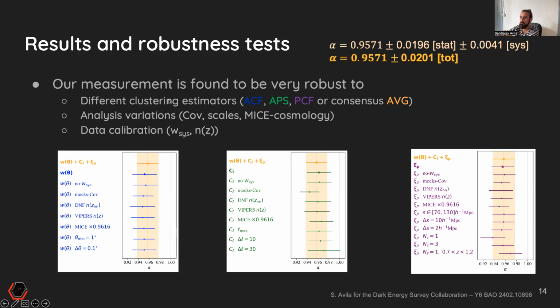We checked that it's robust to analysis variations, like changing the covariance that we assumed, changing the scale cuts, changing the cosmology we assumed, changing the data calibration, so ignoring the observational systematics that are not affecting the BAO position, or changing the redshift assumptions that also do not change the BAO position. So this is very, very robust, and our consensus measurement seems to really be the consensus of all these variations.